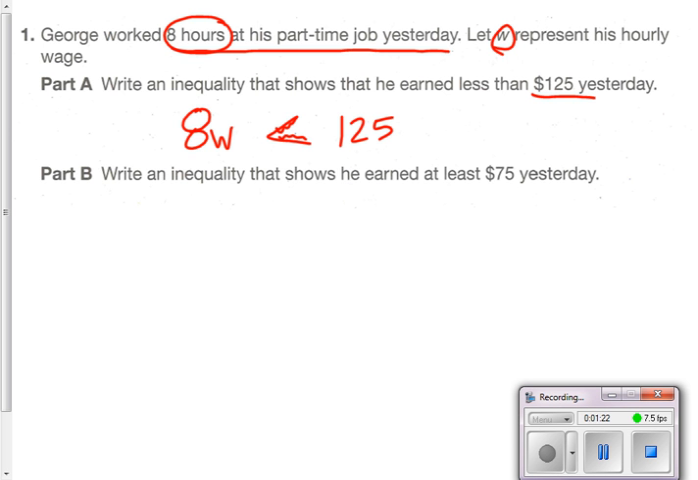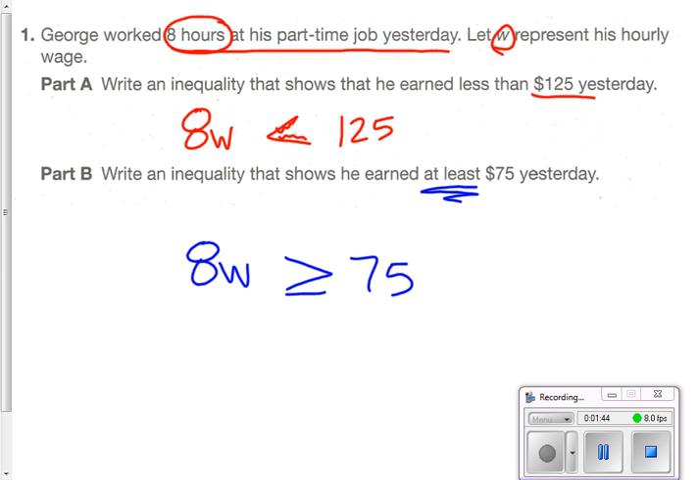Using the same info from above, part B, we have to write an inequality that shows he earned at least 75 bucks. So here's his 75 bucks. Here's his earnings, 8 hours times his wage. To show that he earned at least 75 bucks, he can have equal to 75 bucks, so it has to be greater than or equal to, because he earned at least this. So his earnings here have to be 75 bucks or more.